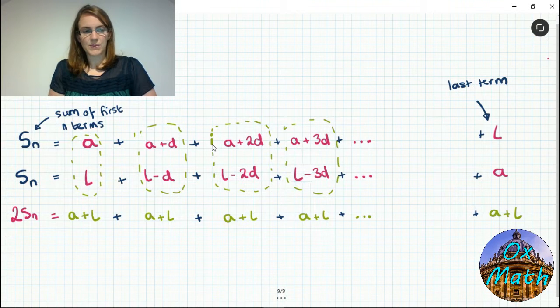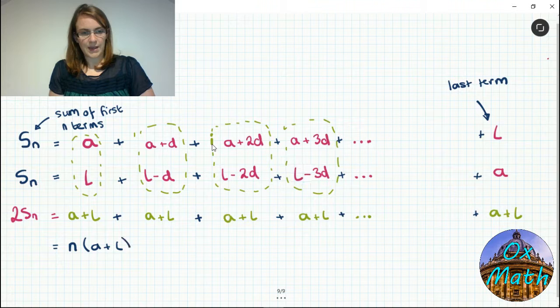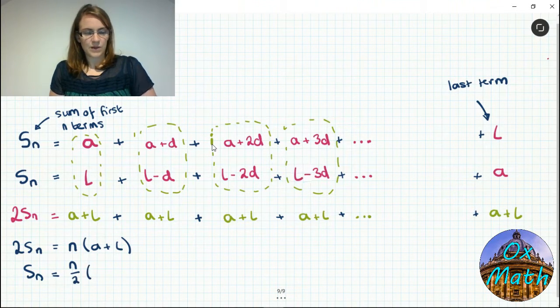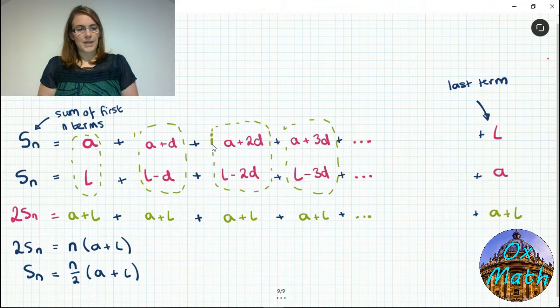And if our sequence was n terms long, remember we wanted the sum of the first n terms, we actually have n lots of A plus L. So 2 lots of our sequence would be equal to n lots of the first term plus the last term. We don't want 2 lots of our sequence, we just want 1, so we just simply need to half it. So half of n lots of A plus L.